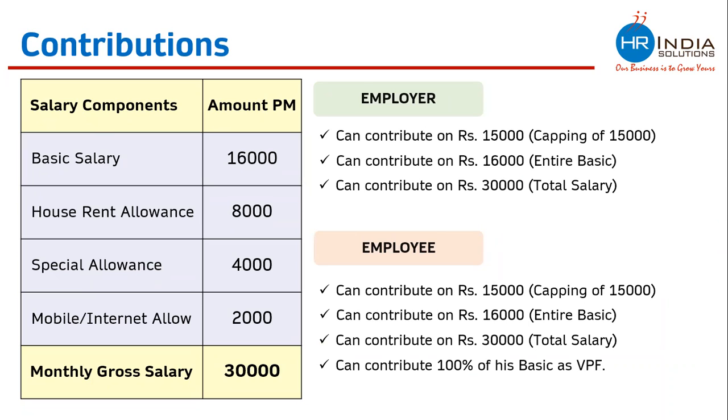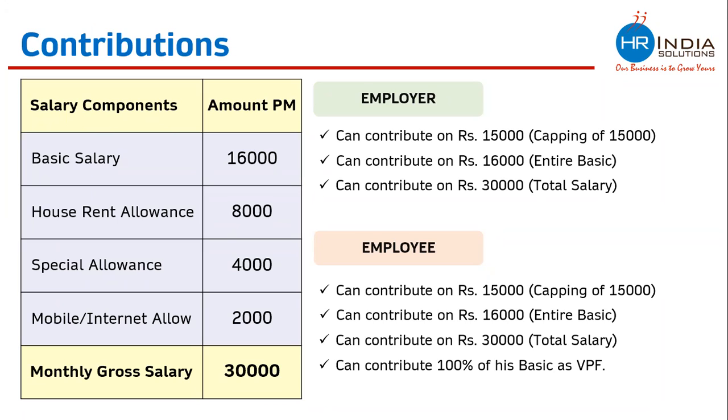The employer can contribute on 15 by capping their contribution at 15, which the law is asking. The employer is also free to contribute on 16,000, the total basic salary. And the third option is that the employer is free to contribute on the total 30,000. All these good names, all Tata group of companies, which are very employer friendly, do not limit their contribution, neither on basic nor on 15K. They pay on the entire basic salary, whatever it is. So the employer is also free to contribute on the total gross salary.